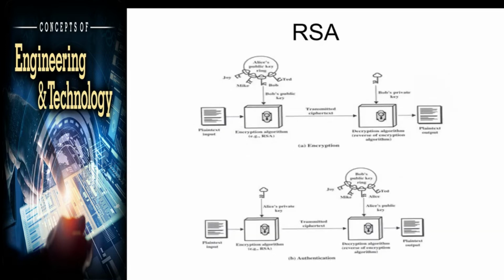Similarly, we have RSA. In RSA, you again have the plain text information. You'll be giving the public key. I already told you, right? The public key goes to the group of people. Then the encryption algorithm takes place, the information will be transferred, and you will do the decryption. Then you will get the plain text.